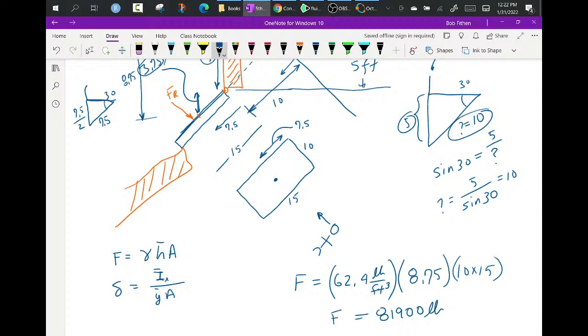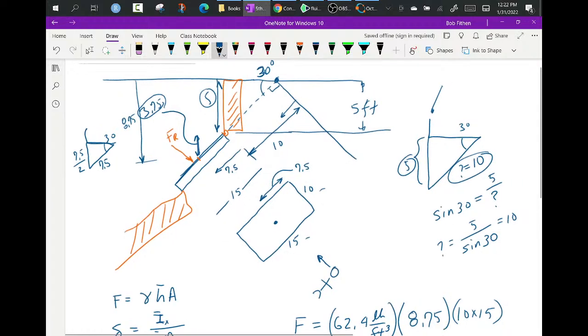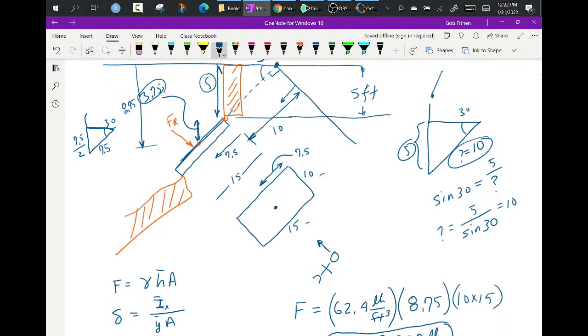Now here's the thing. In this section, there's a lot of forces that are fairly large. Think about a 15-foot by 10-foot real gate that's sitting 5 foot underwater and has nothing but atmospheric pressure behind it, that's a lot of force. That water is pushing really hard on that gate.